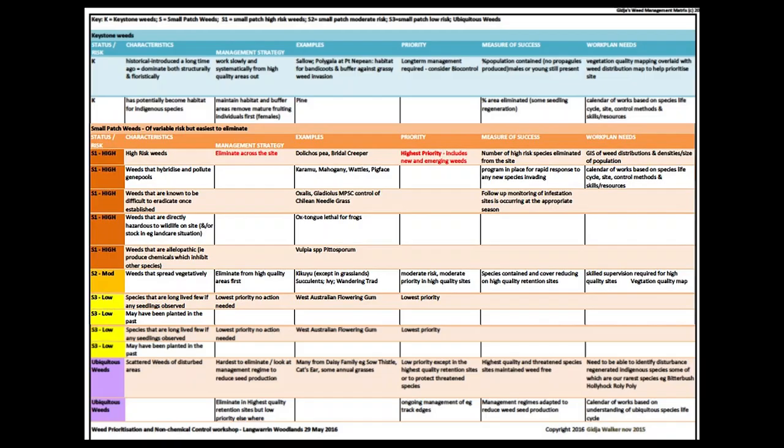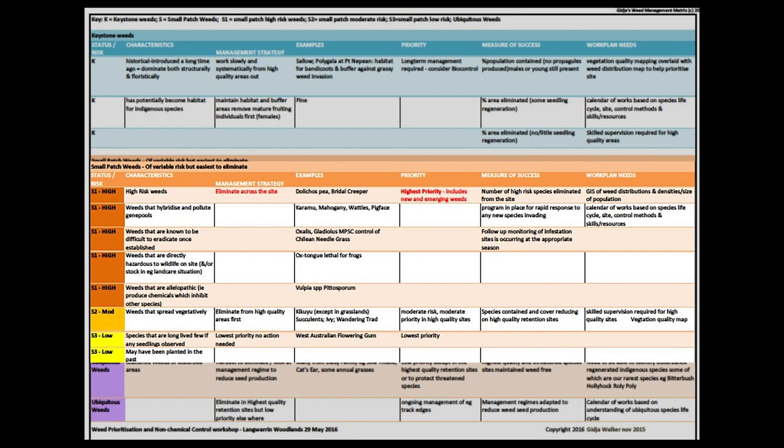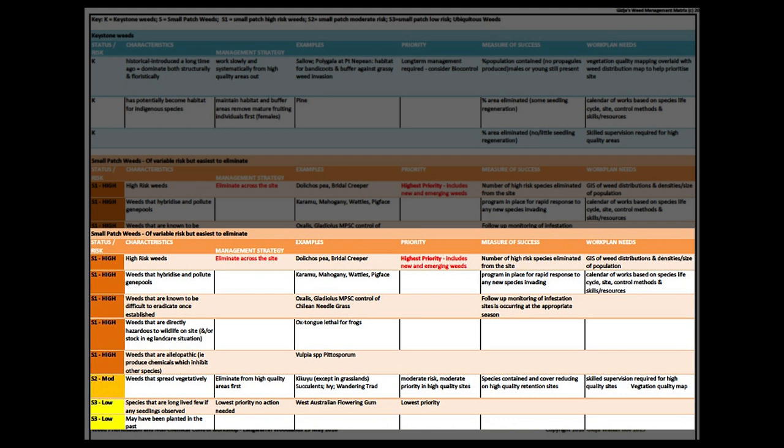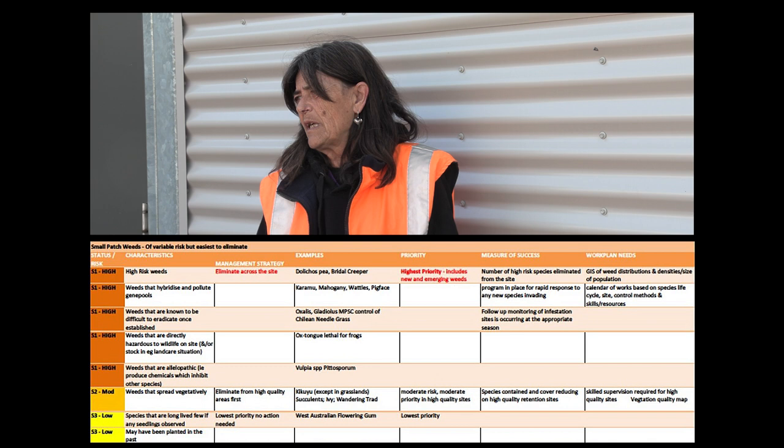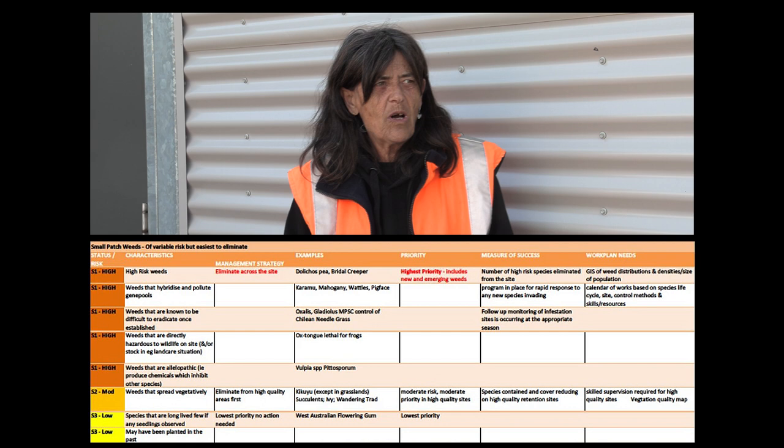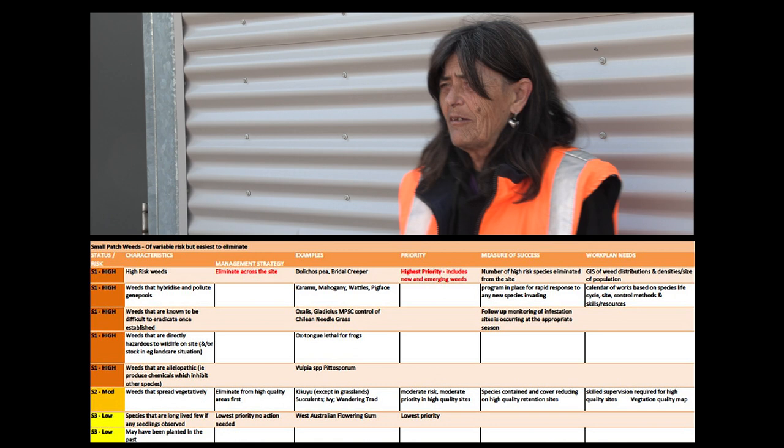Then the next group of weeds is what I call the small patch weeds. They're a variable risk, but they're the easiest to eliminate because they've only just got there, like last week or not long ago. They haven't had time to put down a seed bank, because with some of these plants, like gorse, the seed bank can last for, well, who knows. It might last hundreds of years. We haven't been around long enough to test that. At the moment it's at 20, but that's probably only because I've been looking at it for 20 years.